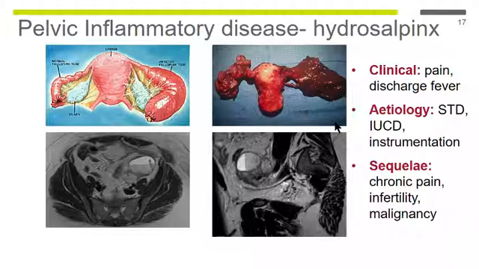Again, the patient is clinically unwell. They're usually febrile with pain. There is a history often of instrumentation or intrauterine contraceptive device, and the sequelae can be devastating if you don't diagnose this correctly, because it can lead to infertility or even malignancy if it's chronic. But you see here this dilated tube with the fluid levels in it, which are classical.